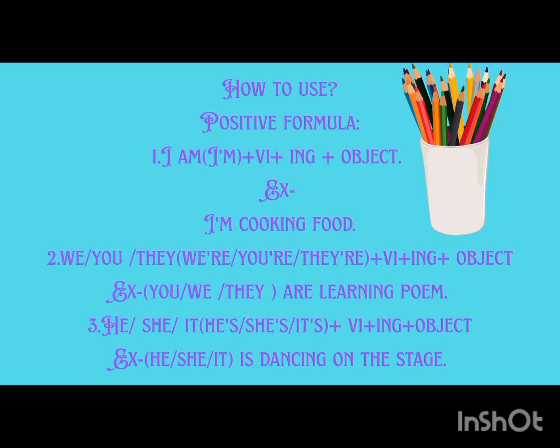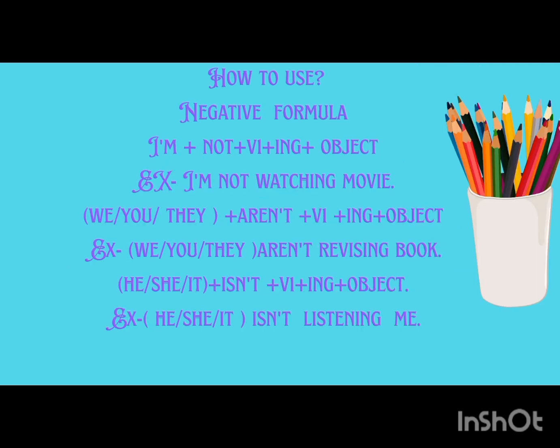In negative sentences, we use such type of formula. For example, I am plus not plus first form of verb plus ing plus object. For example, I am not watching movie. We, you, they, we use aren't plus first form of verb plus ing plus object. For example, we, you, they aren't revising book. He, she, it, we use isn't plus first form of verb plus ing plus object. For example, he, she, it isn't listening me.